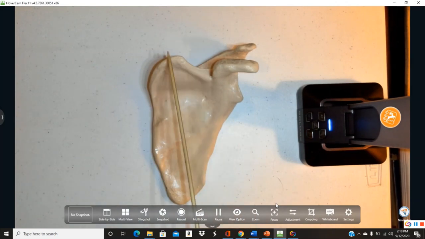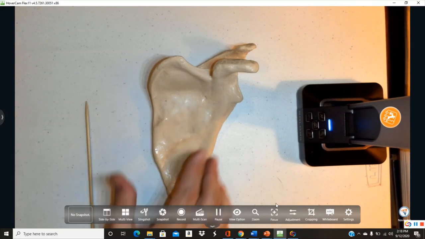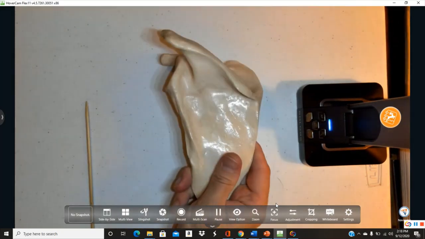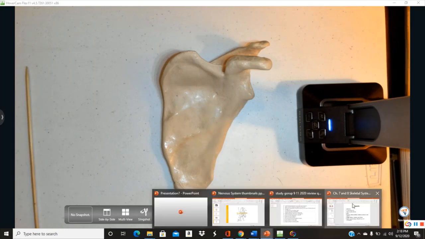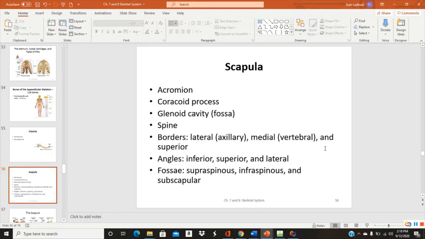This is its superior aspect. This is its inferior aspect. Now we are looking at an anterior surface here. This would be the posterior surface. By the way, this is its medial side, and this is its lateral side. So what I'm going to do is begin by looking at the different things on it, the acromion. Let's begin with the acromion.